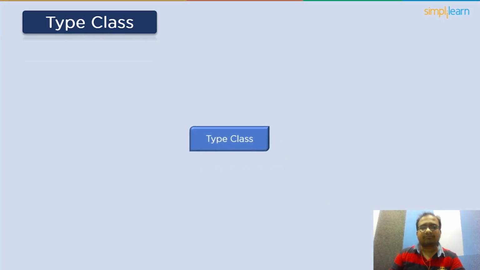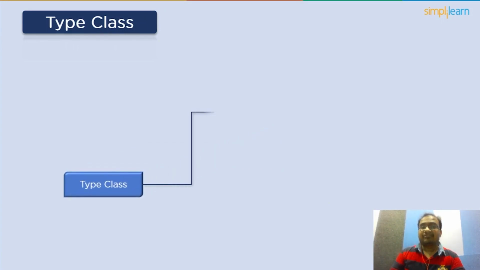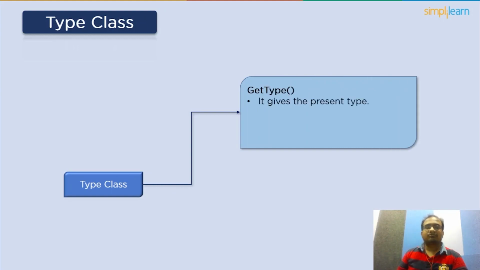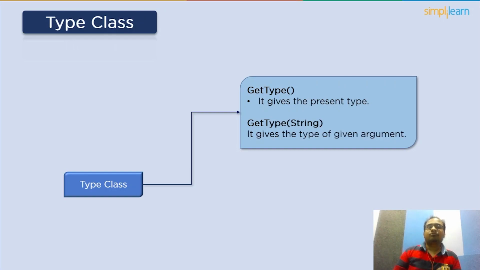Type class provides support for various methods. Let's have a look at them. First up, we have GetType. This one gives the present type. Then we have GetType with a string as an argument. This gives the type of a given argument.